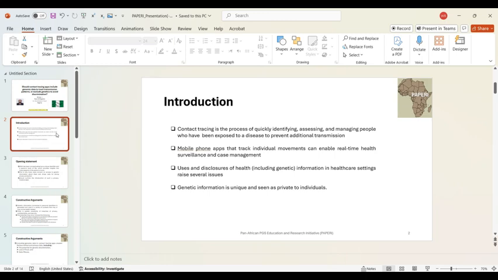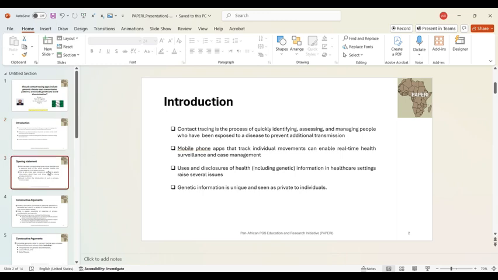And using this will entail the disclosure of health information, especially genetic information in healthcare settings. This may raise several issues because genetic information is unique, sensitive, and is seen as private to individuals.